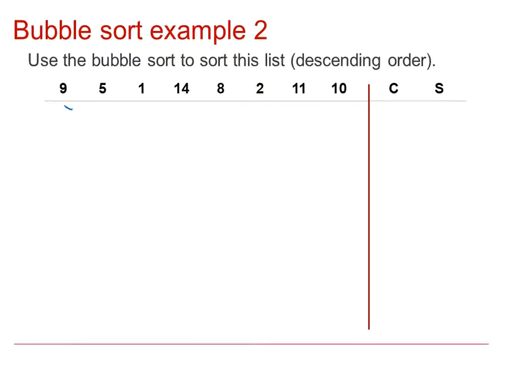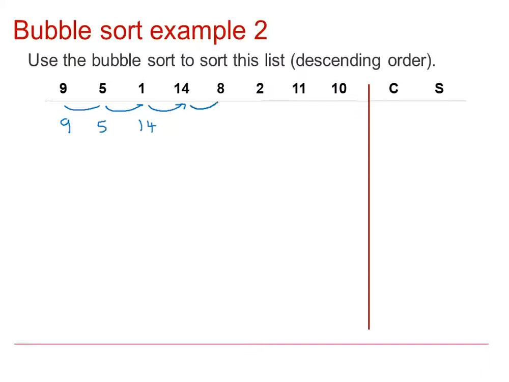So 9 is bigger than 4 when we compare them. So 9 stays where it is. 5 is bigger than 1. So 5 stays where it is. 1 is smaller than 14, so we need to swap.